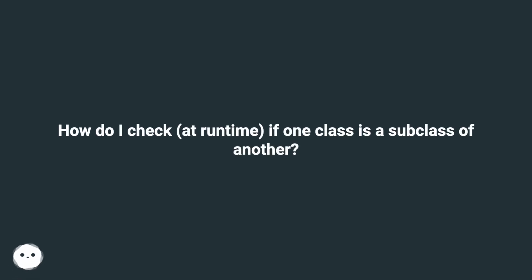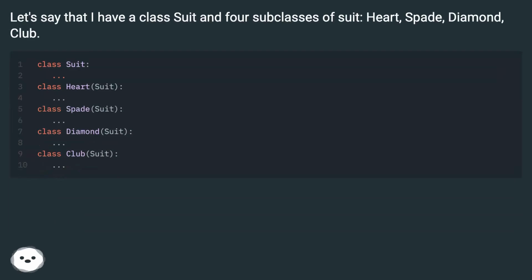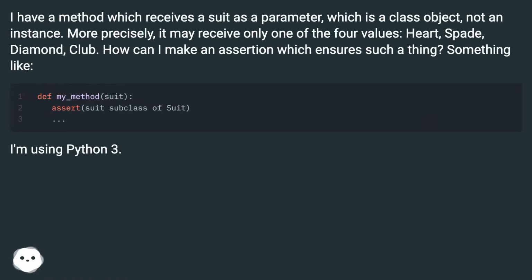How do I check at runtime if one class is a subclass of another? Let's say that I have a class Suit and 4 subclasses of Suit: Heart, Spade, Diamond, Club. I have a method which receives a suit as a parameter, which is a class object, not an instance. More precisely, it may receive only one of the 4 values: Heart, Spade, Diamond, Club. How can I make an assertion which ensures such a thing?